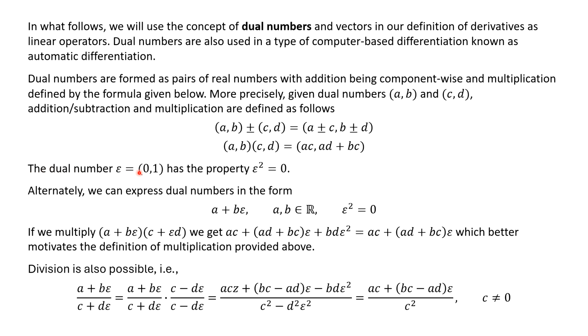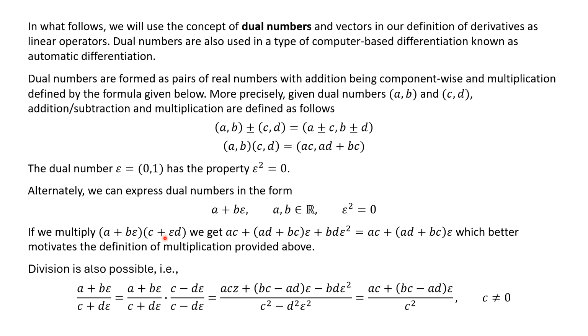The dual number epsilon is defined as the pair (0, 1), and it has the property epsilon squared equals 0. This is a little bit reminiscent of complex numbers, where you have i and i squared equals -1. It's not exactly the same, but it reminds me of that. Alternately, we can express dual numbers in the form a plus b epsilon, and we can also do multiplication using this alternate form, which I'm showing here.